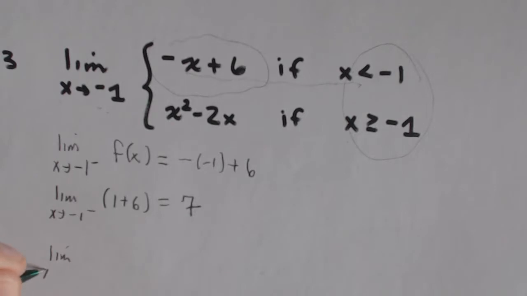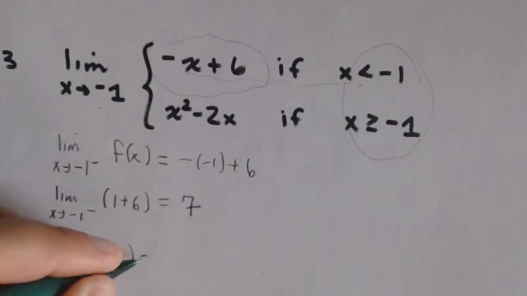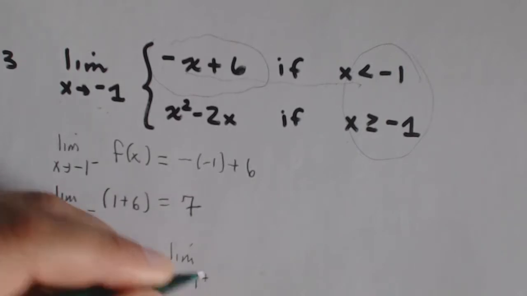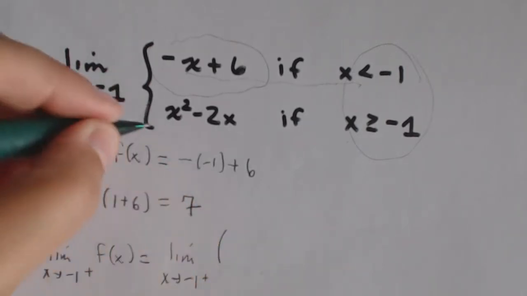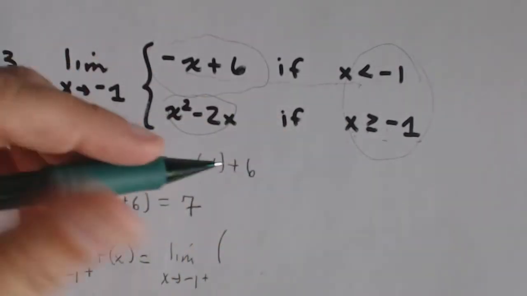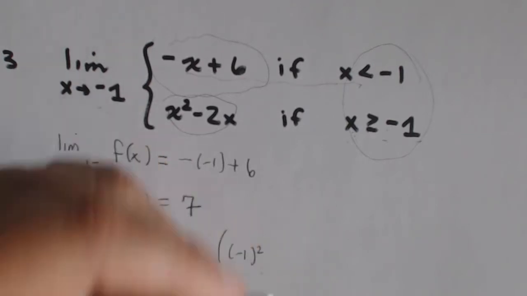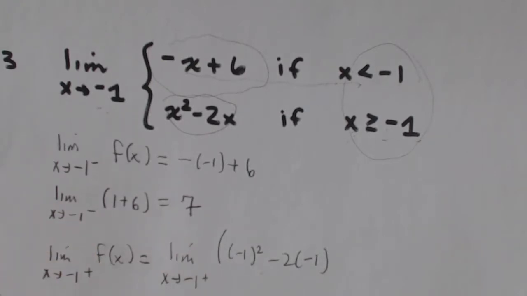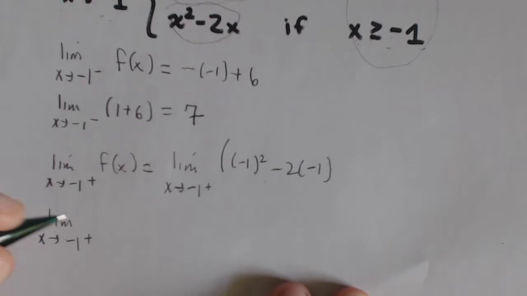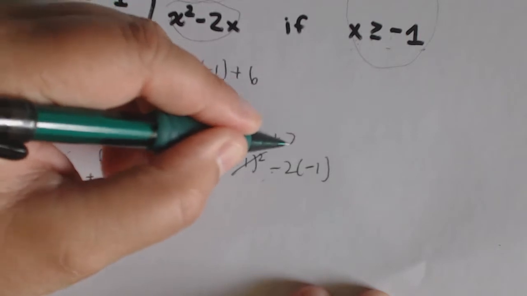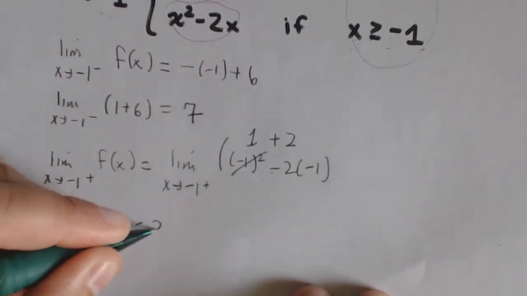The limit as x approaches -1 from the right of the function, that's going to be, if I plug -1 into the second one, because from the right where x is greater than or equal to -1, those are numbers to the right, so I'm plugging into the second one. That's -1 squared minus 2 times -1. -1 squared is 1, -2 times -1 is 2, so that's 3.